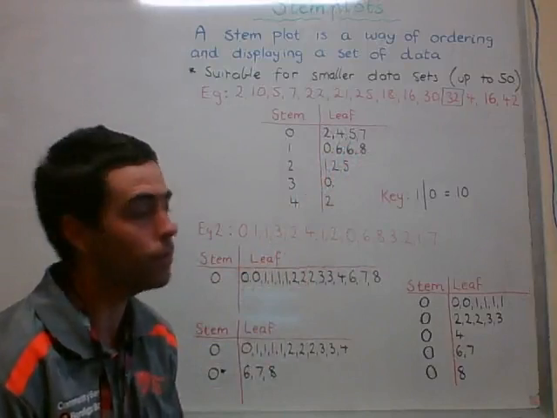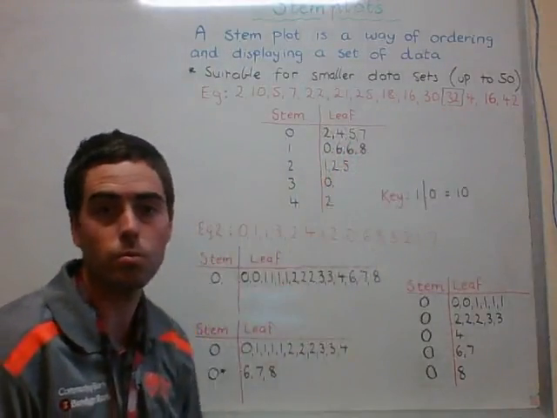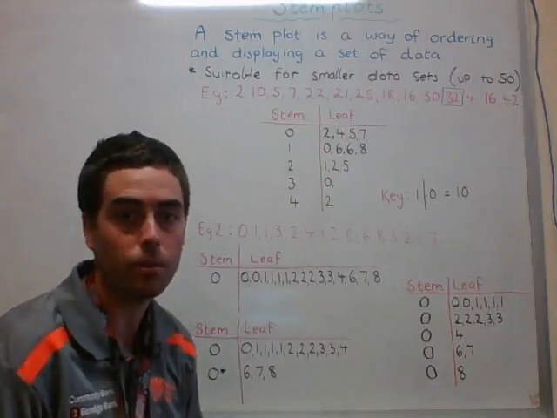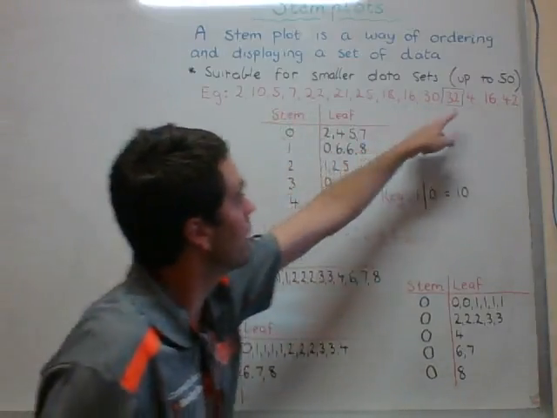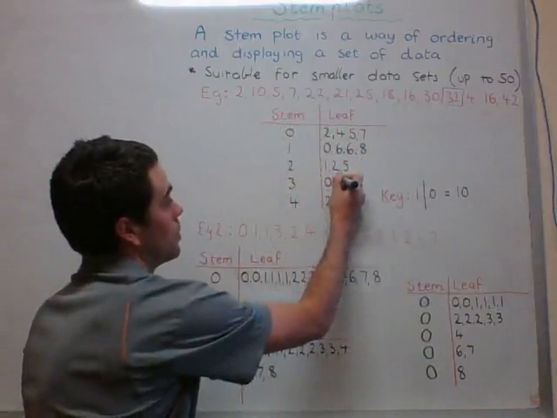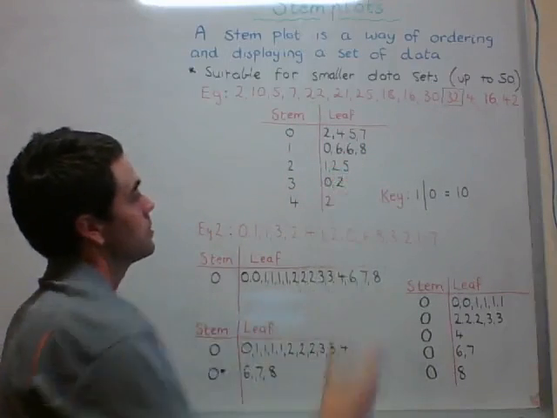One number I have left out is this 32, so I just want to show you how I would put that onto a stem plot. So 32 has the tens of 3 and a leaf of 2, so it would go here beside the 0.